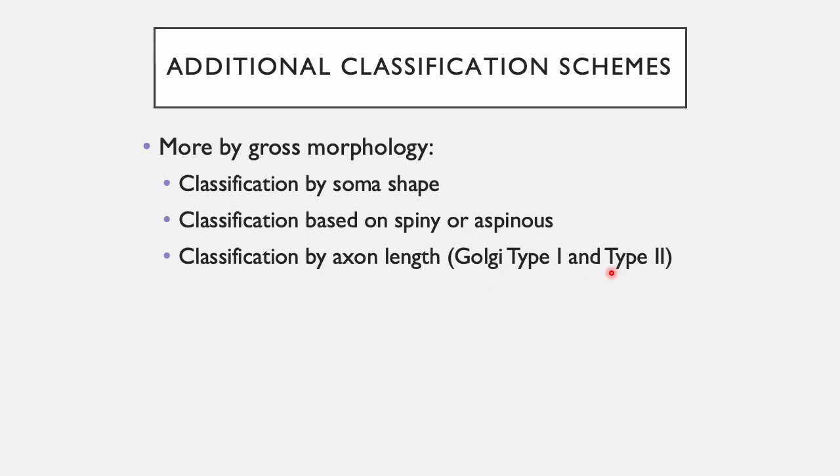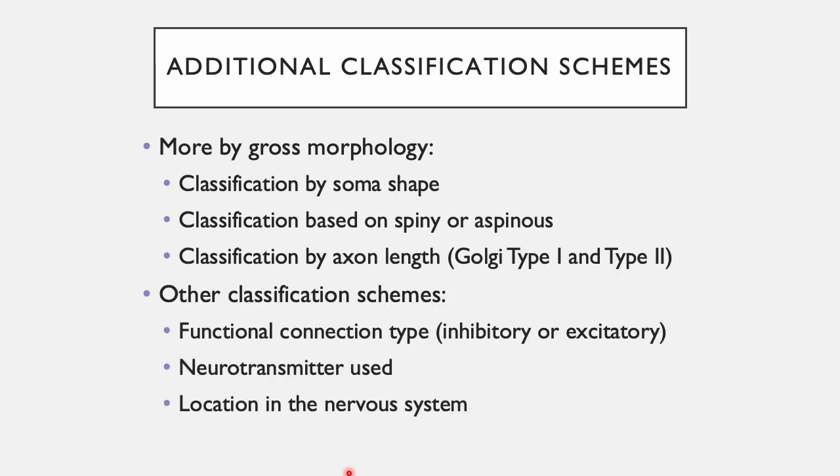If you remember, we talked about the Golgi stain and how it was the first stain that allowed us to look at the entire neuron. The silver chromate solution allowed us to not only see the cell body, but it also allowed us to look at the full axon. We know that there are other classifications like the functional type, if it's an inhibitory or excitatory neuron. Some neurons are defined by the exact neurotransmitter that they synthesize and process, which we'll talk about later on in this class, and sometimes they're classified on where they're located in the nervous system. For example, Purkinje neurons are usually only in the cerebellum of the brain.